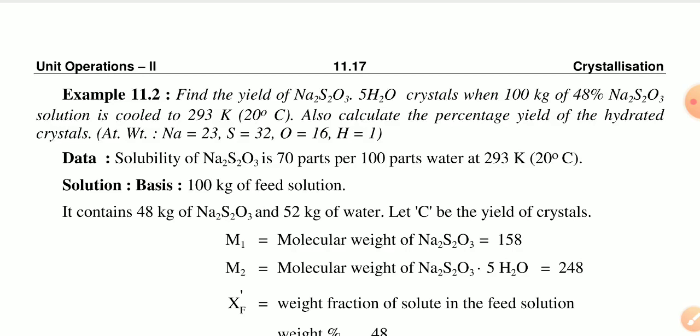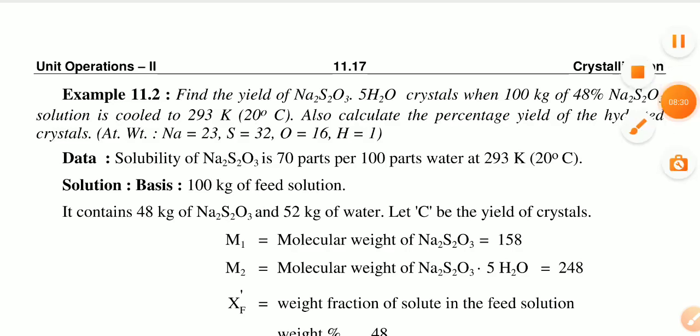Okay, so find the yield of Na2S2O3·5H2O crystals when 100 kg of 48% Na2S2O3 solution is cooled to 293 Kelvin, that is 20 degrees Celsius. Also calculate the percentage yield of the hydrated crystals. The atomic weights are Na equal to 23, S equal to 32, O equal to 16 and H equal to 1 (the atomic weights are given).